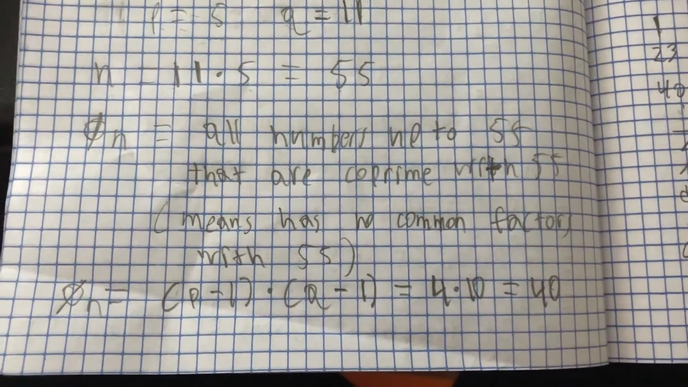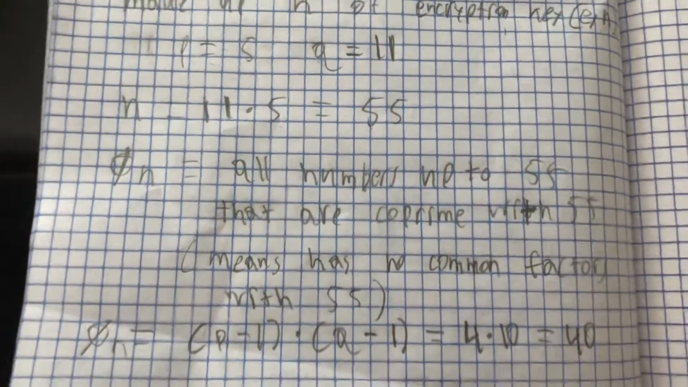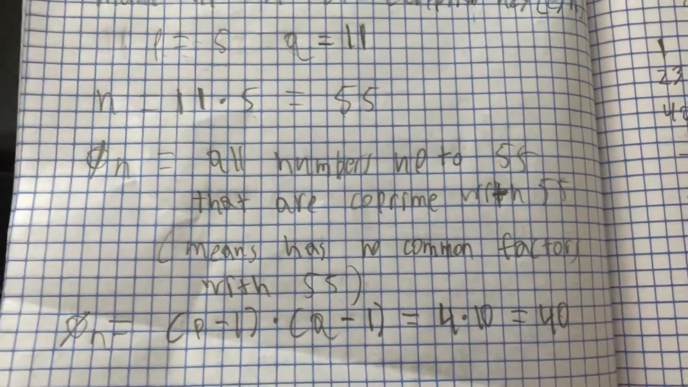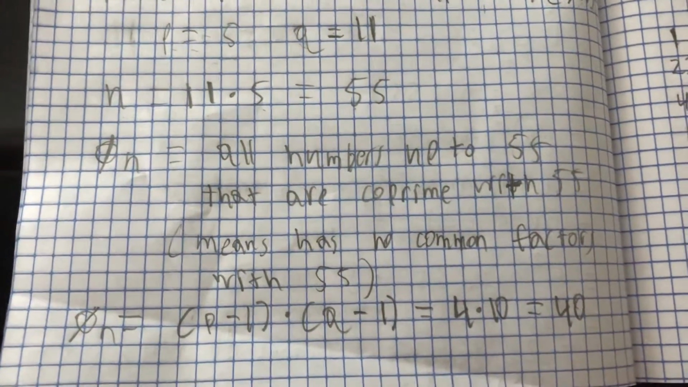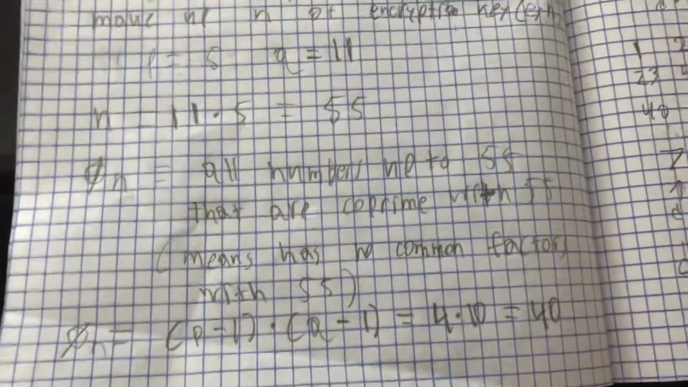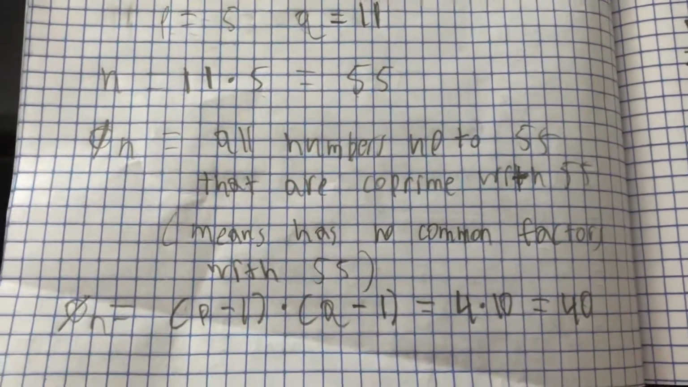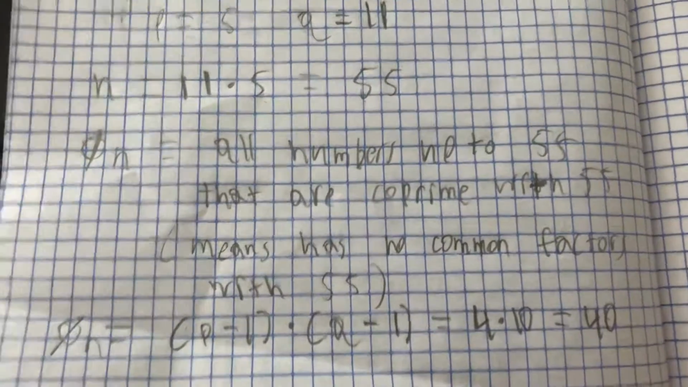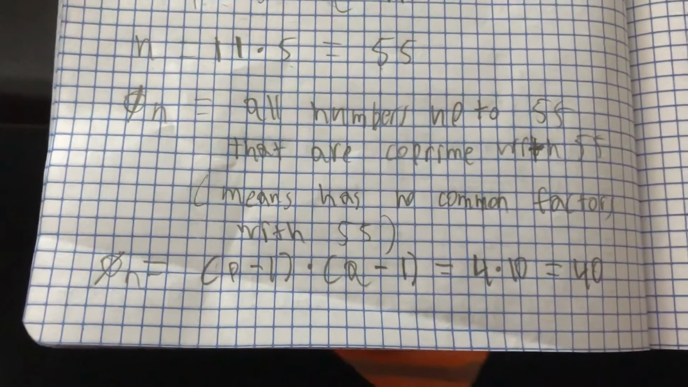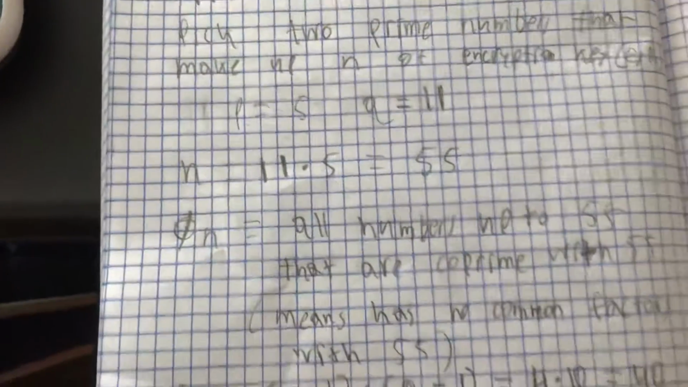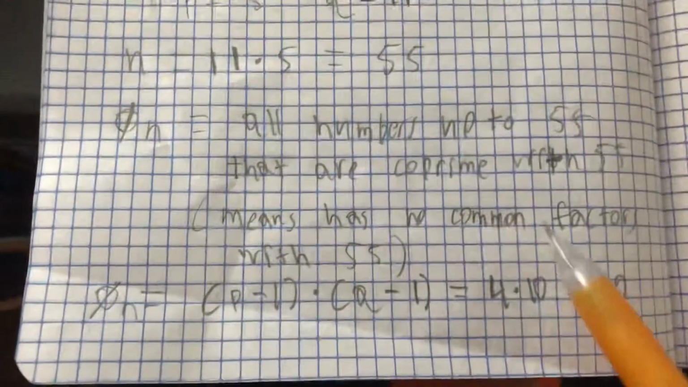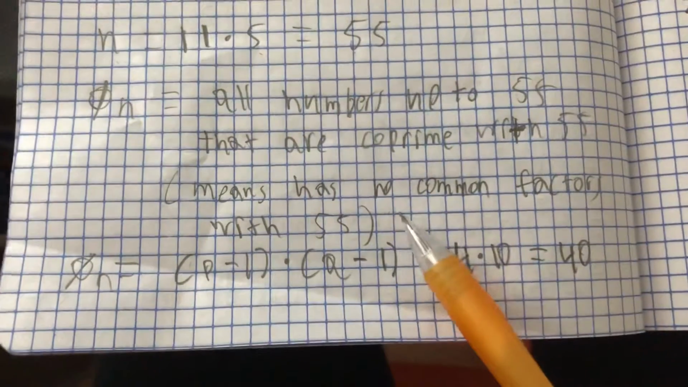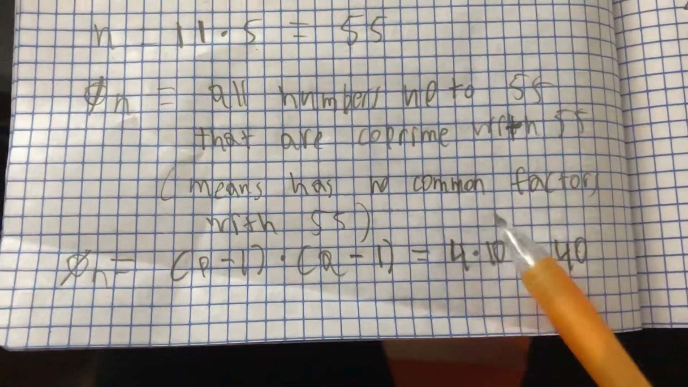One of the common factors of 55 would be 5. So any number like 5 would not be counted among all the numbers up to 55 that are coprime to 55. It's not the number value itself, it's how many numbers there are up to 55 that are coprime with it. And once again, any number that's coprime with 55 has no common factors with 55.